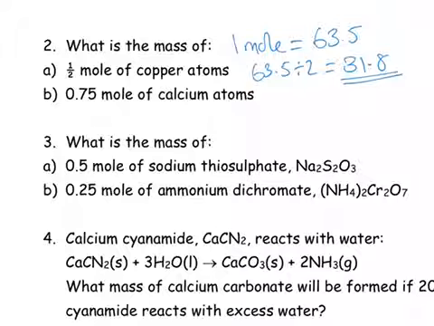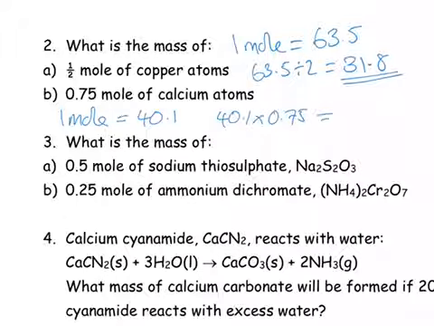Same idea with calcium. 1 mole of calcium has a mass of 40.1. If we want 0.75 of a mole, it's going to be 40.1 times 0.75, and that's going to be equal to 30.1.